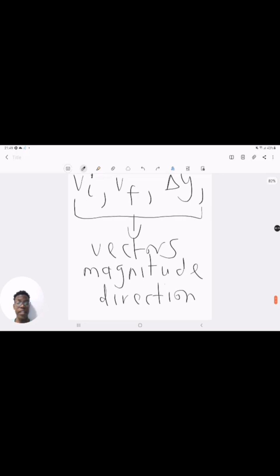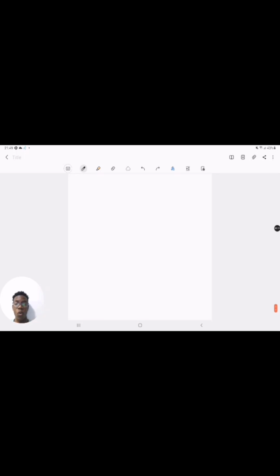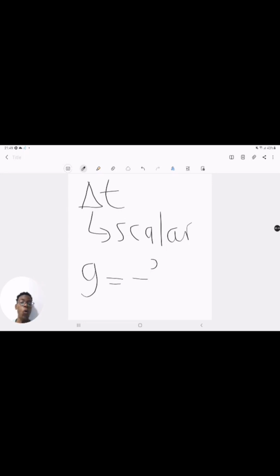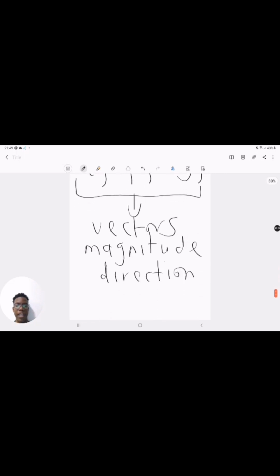Okay, we looked at these three and we looked at the other two, which is your time, which is your scalar quantity. So this one does not have a sign. You always use a positive, but you don't have to write down the positive. It's always positive, right? You can't have a negative time. And you've got your gravitational acceleration, which is always negative. Okay, this is always positive. This is always negative. Okay, and then these three can either be positive or negative.